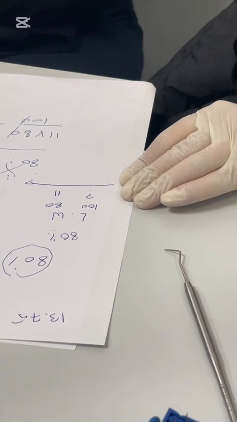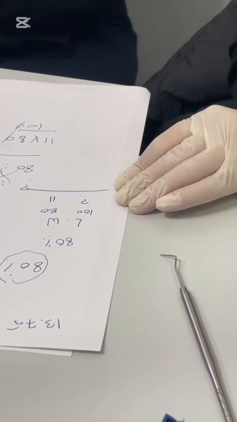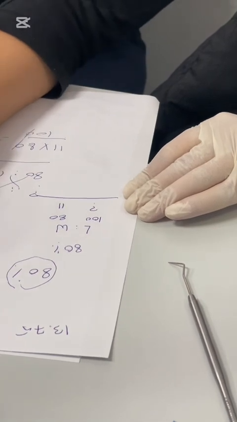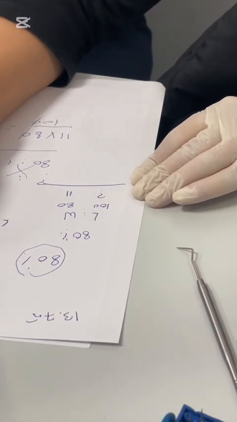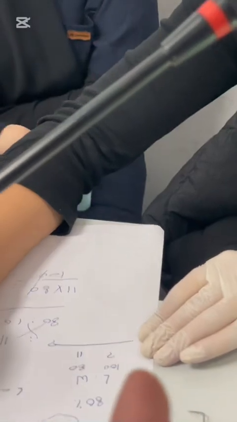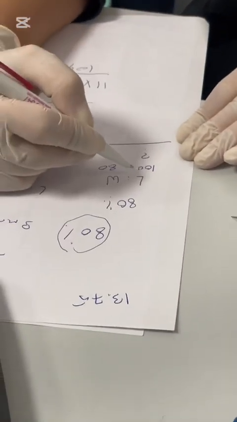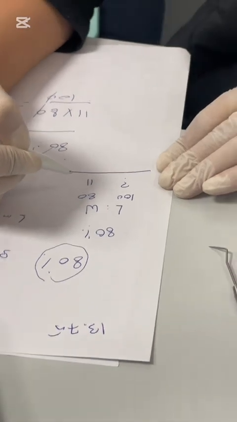Multiplied by 80. No, it's not 11, it's 10. What she wants is 10. No, wait. I wanted to change the length of the tooth. That's what we did in the beginning, 11 multiplied by 100 over 80. That's it.